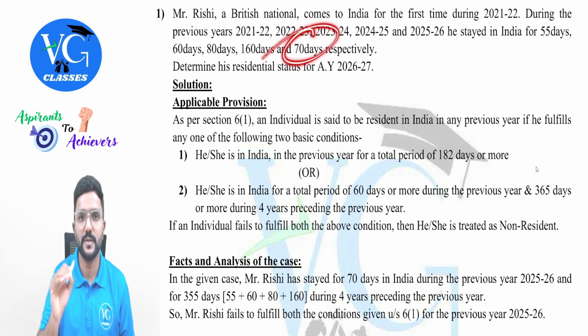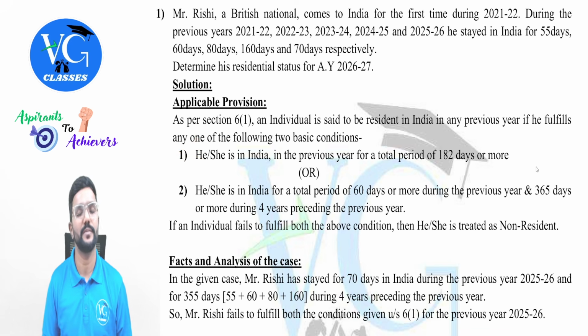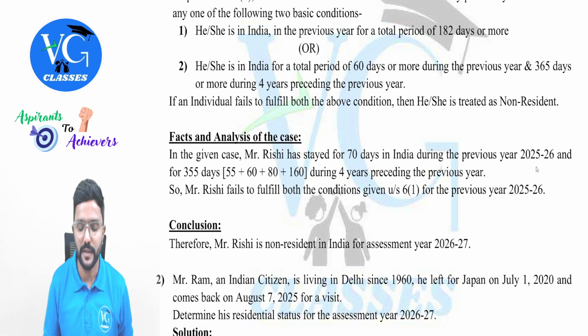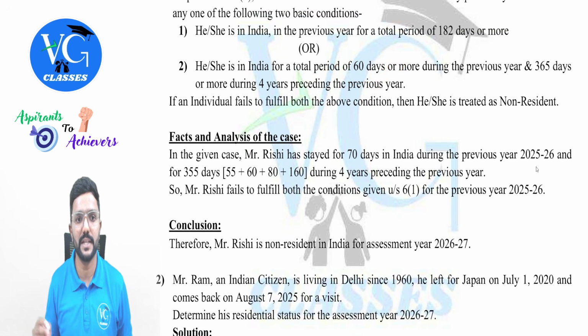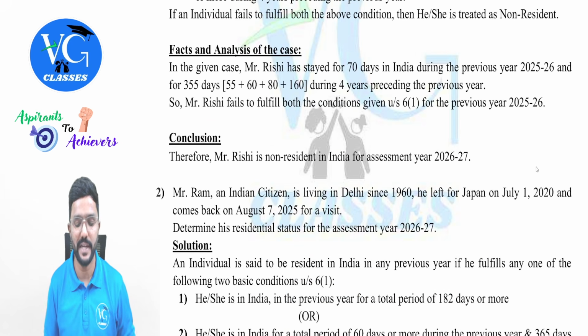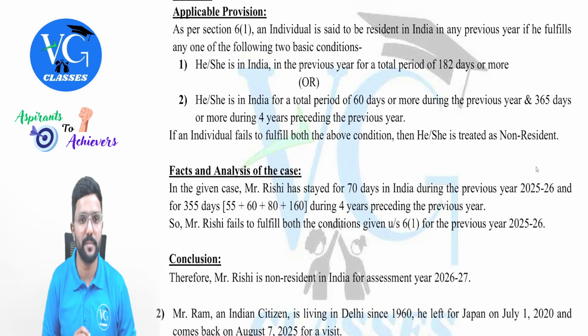For 70 days. So straight away, the first condition is ruled out. Is the second condition applicable to him? Yes: 60 days or more during the previous year and 365 days or more during the 4 years preceding the previous year. Check how many days he was in India. 60 days, sorry, 70 days during the previous year.